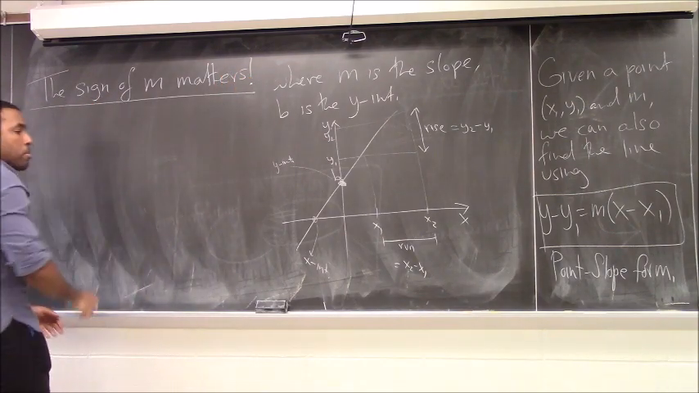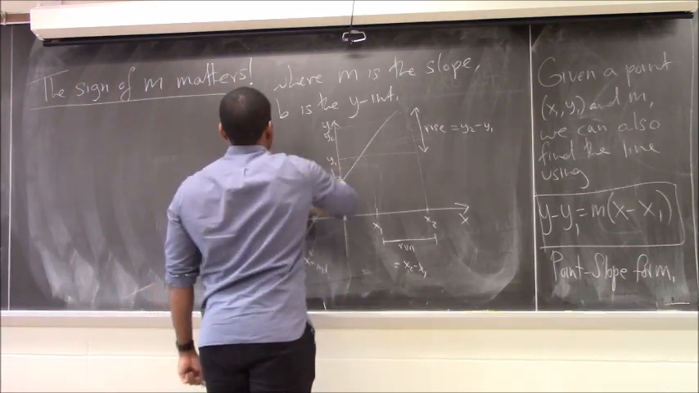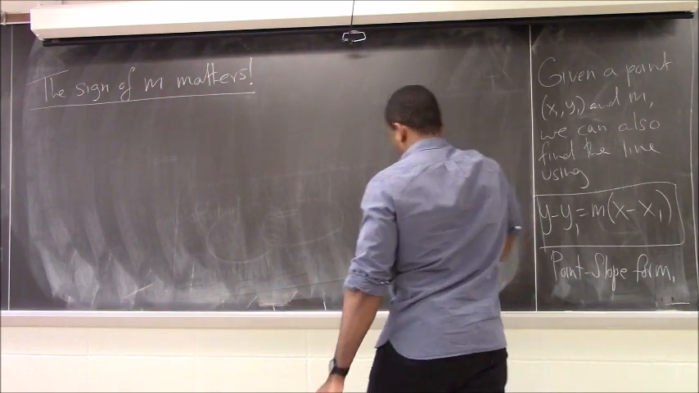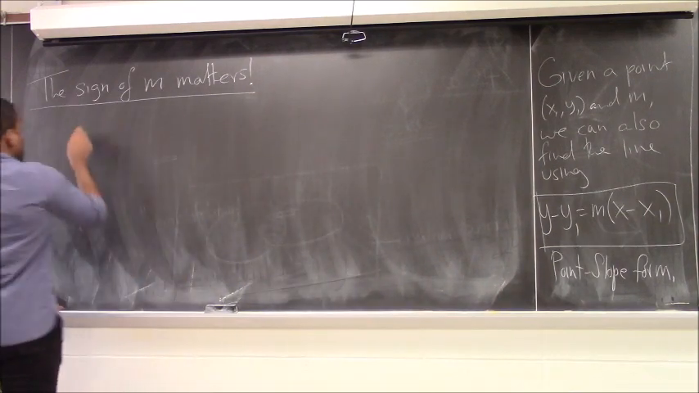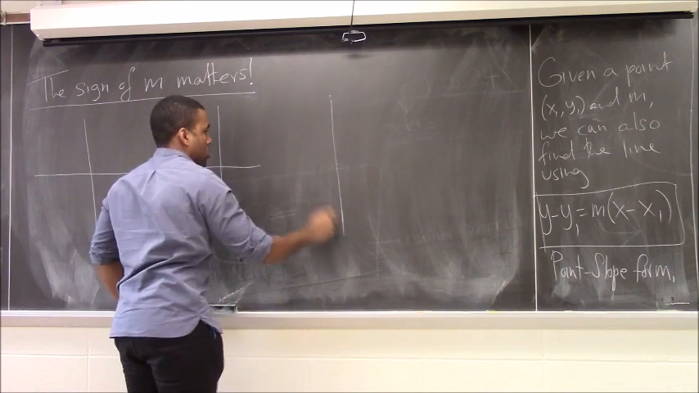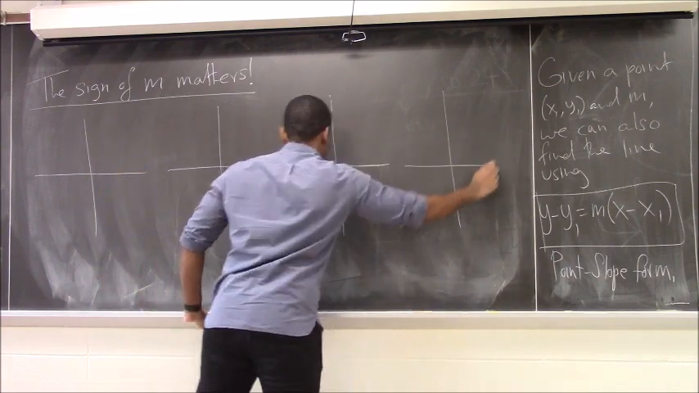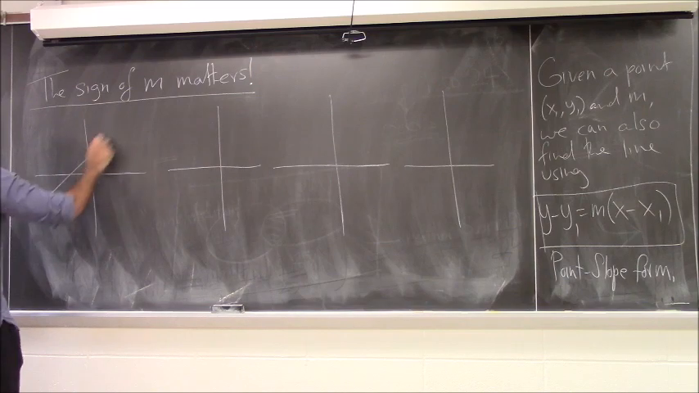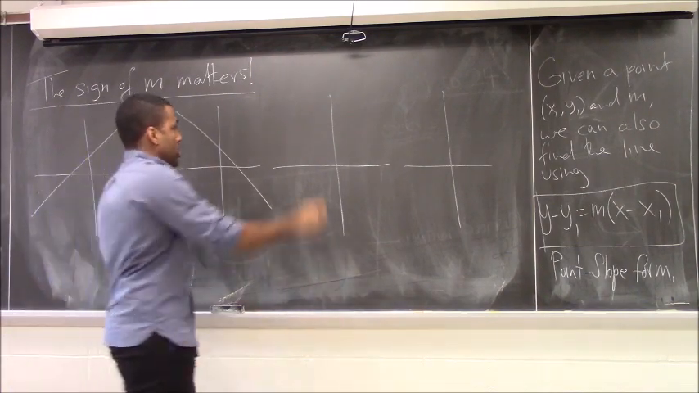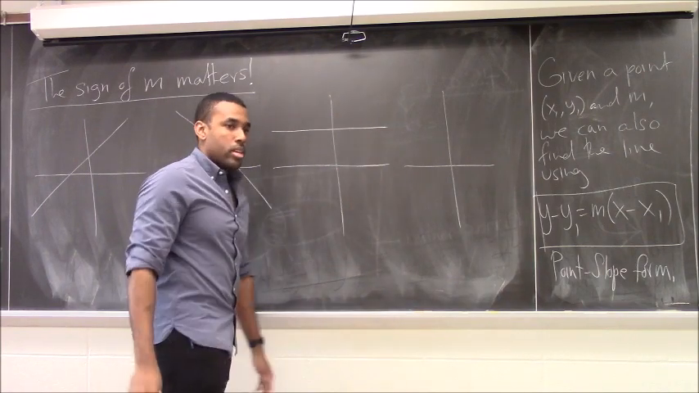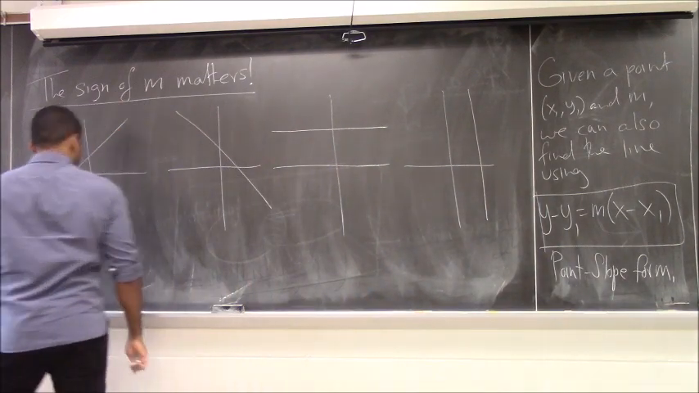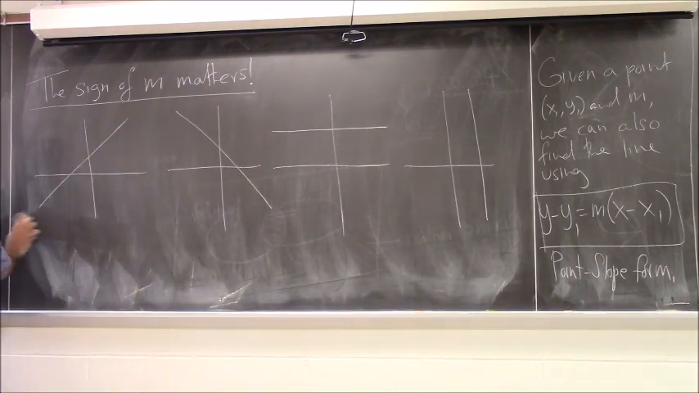Of course, the sign of m actually matters. So for a straight line, there are actually just 4 possibilities for which situation you can be in. You can have a line that moves up as you move from left to right. You can have a line that moves down as you move from left to right. You can have a line that stays steady as you move from left to right. And you can have a line that does nothing as you move from left to right. These are 4 different situations that you can have for a straight line.